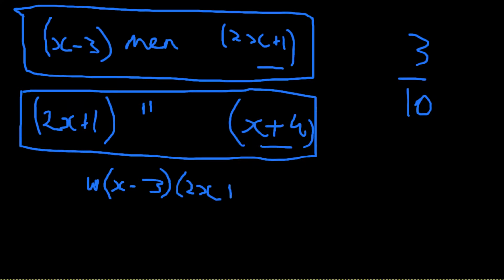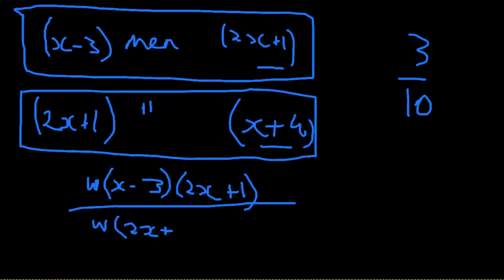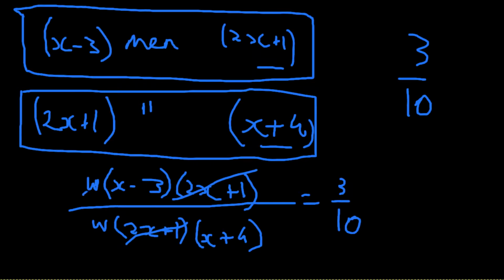We're going to do the same thing at the bottom in the denominator, except we're going to use 2x plus 1 into x plus 4. So this is basically your equation, equal to 3 by 10. Now you can see the reason why they give you 2x plus 1 here and 2x plus 1 here. It's because it would cancel pretty easily, and you can cut these as well. You can ignore these completely.